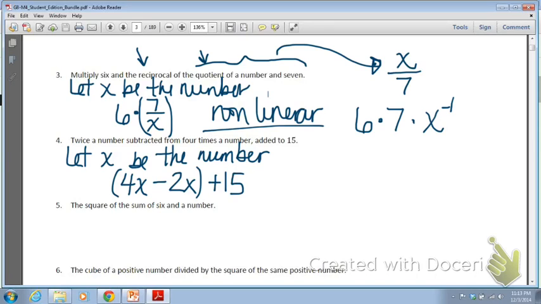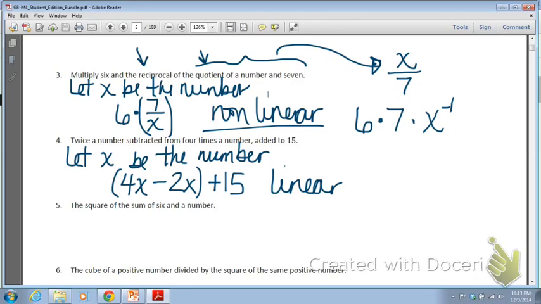Okay, so when I do these, I like to reread them. Twice a number, we've got twice a number subtracted from 4 times the number, and all of that is added to 15. Okay, so there's our expression. This one is linear because all the variables are to the first power, and there's none to any other power, and so it's a linear equation.